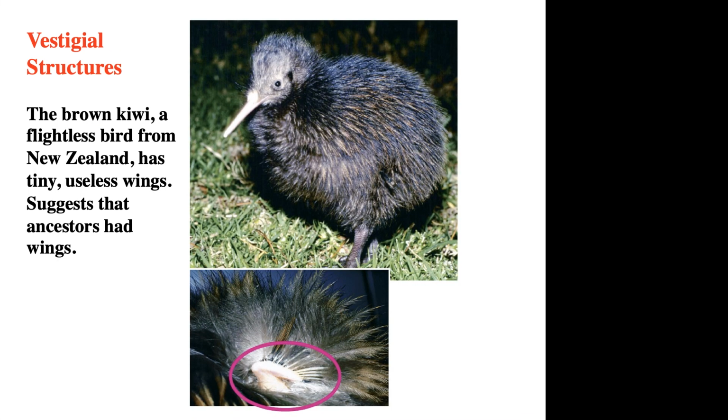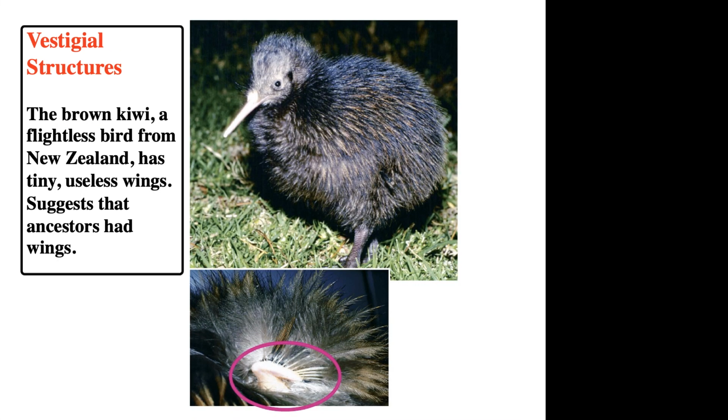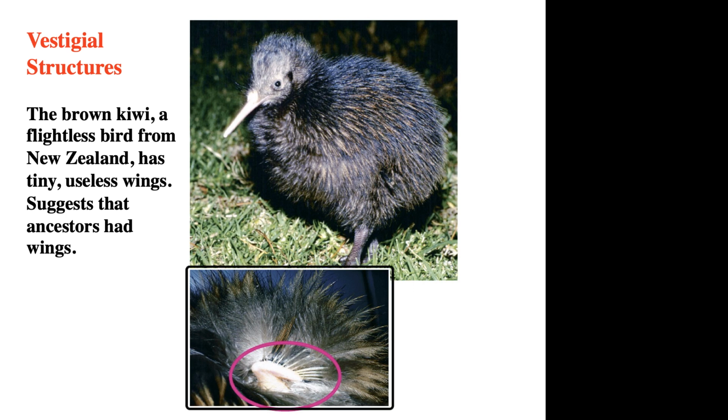Here's an example in birds. This is the brown kiwi. It's a flightless bird from New Zealand. It does have tiny little wings, but they're completely useless. But this shows that their ancestors had wings that did work. Now, you also have other flightless birds such as emus and ostriches. Their wings are slightly larger, but completely useless for the weight of those birds.